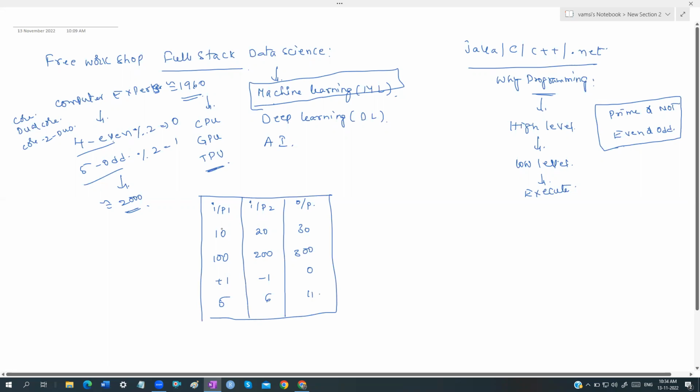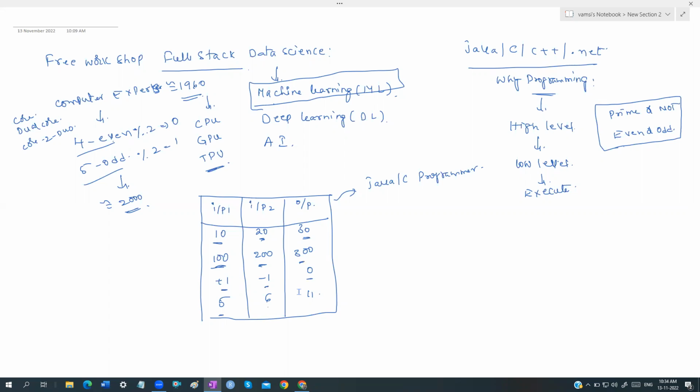If I give the same example to a C programmer or a Java programmer, I want a program where if I give the input as 10 and 20, the output should be 30. Input 100 and 200, the output should be 300. Plus 1 and minus 1, the output should be 0. 5 and 6, the output should be 11. I've taken a very small example, guys, so that we can understand.